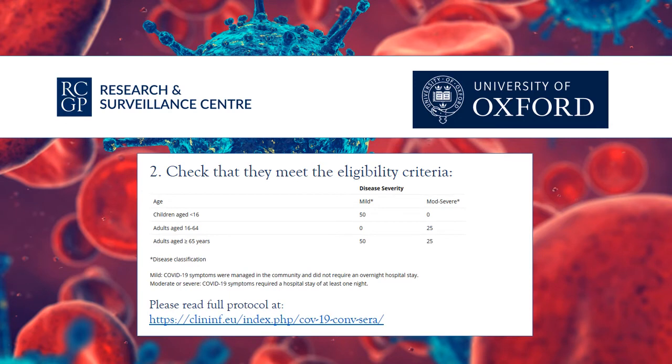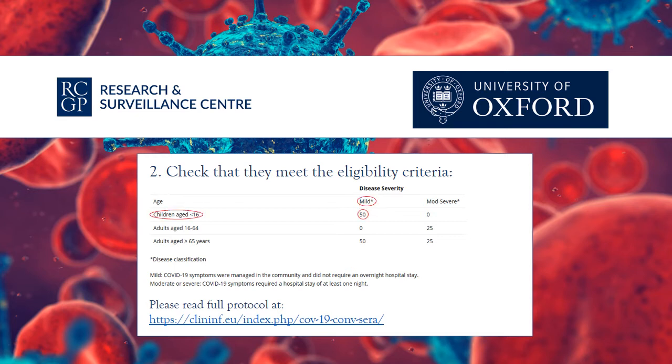Next, check to ensure the patient meets the eligibility criteria. Remember, patients who have had blood tests that show antibodies are not eligible for this. They need to have had a positive swab test. Make sure the patient, or in the case of a child, their parent or legal guardian, understands the study information and is able to provide informed verbal consent. Please note, patients residing in care homes or nursing homes are unable to participate, as this falls under the exclusion criteria.